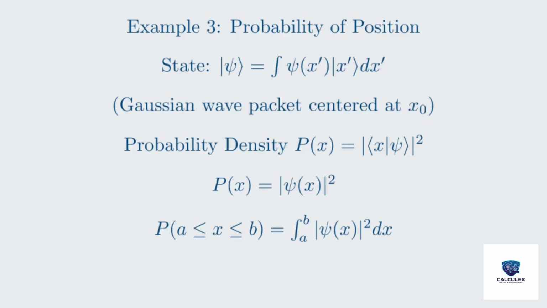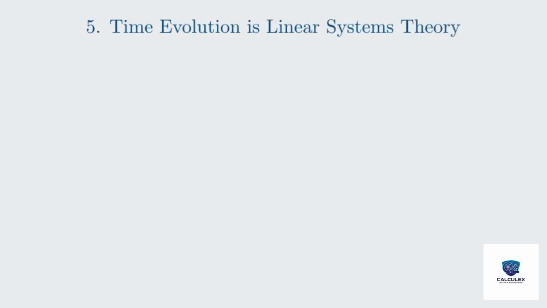Our final topic for this video is how quantum states change over time. This is described by the Schrödinger equation, which is nothing but a linear systems theory problem. The time-dependent Schrödinger equation, in its most general form, looks like this. It relates the time derivative of the state vector, d|ψ⟩/dt, to the state vector itself through an operator called the Hamiltonian, H-hat. In quantum mechanics, the Hamiltonian H-hat is the operator for the total energy of the system.